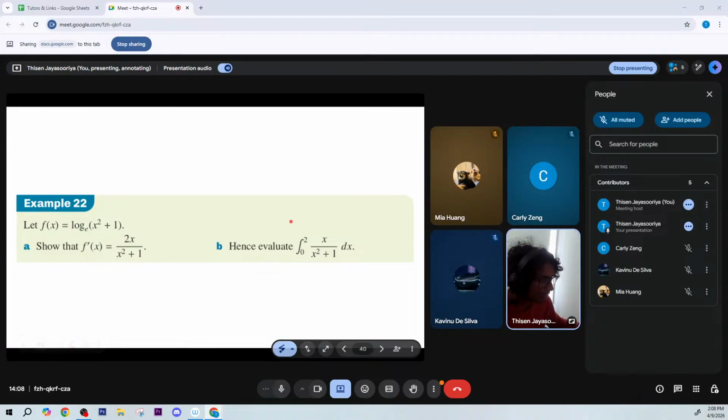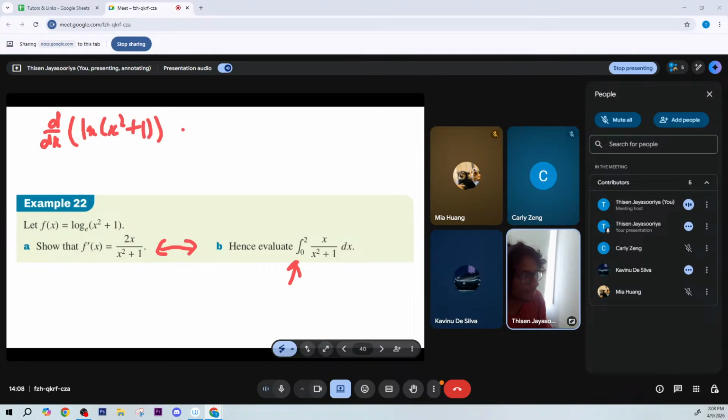Now, it says here, evaluate the integral of 2x over x squared plus 1. Now, this isn't a function we can differentiate, but there's a reason these two questions are linked together, yeah? If we know that d on dx of ln of x squared plus 1 equals 2x over x squared plus 1, yeah? That means the integral of this one must be equal to ln of x squared plus 1.